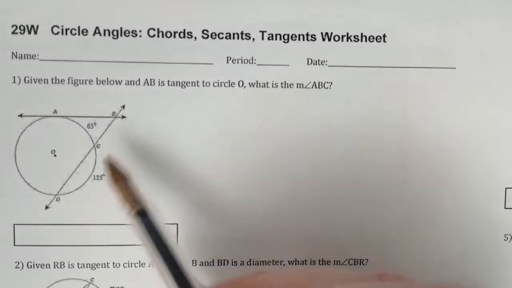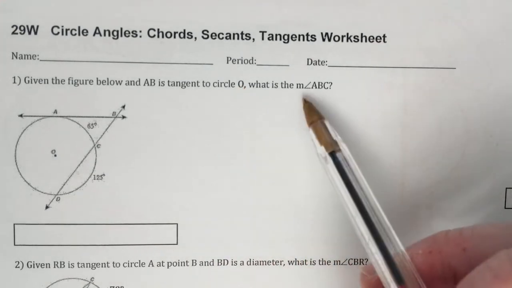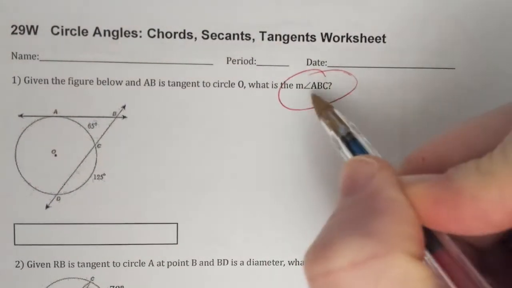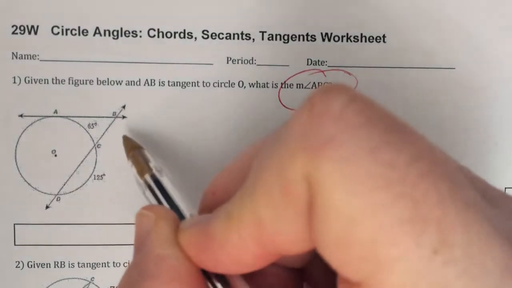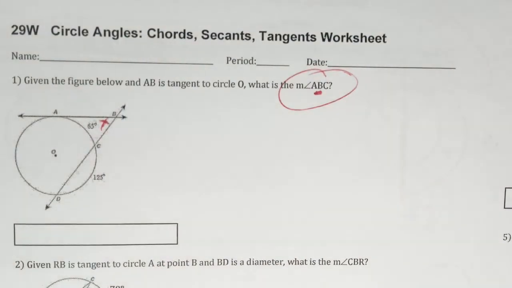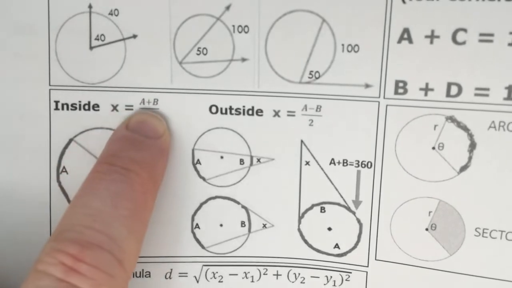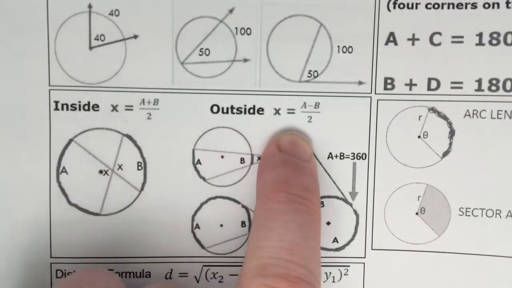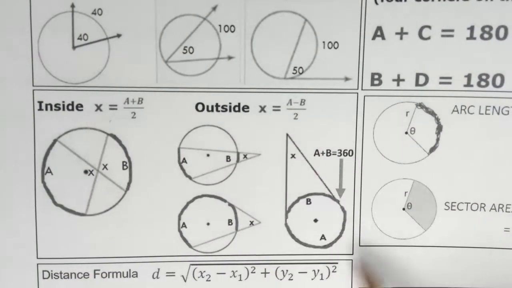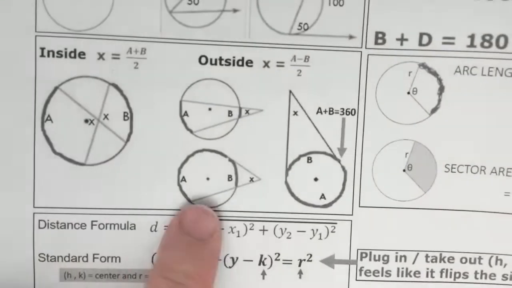Okay, so on page 29, given the figure below, and AB is the tangent, okay, what is angle ABC? So we're looking for the angle. So we're basically looking for angle B, which is right here. Right, so where is the angle? The angle is on the outside of the circle. So if you look at your hot topics, if the angle is on the inside, you would add up the arcs, divide by 2. But if the angle is on the outside, you would subtract them and divide by 2. So in our case, let's see, tangent, so it looks like this one right here.